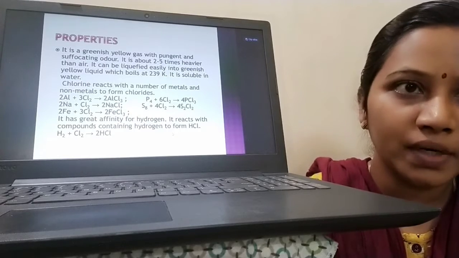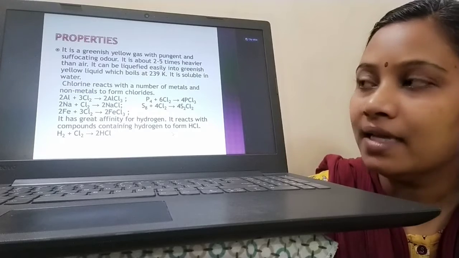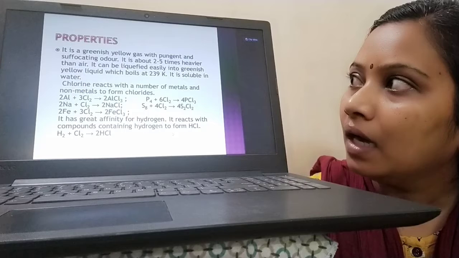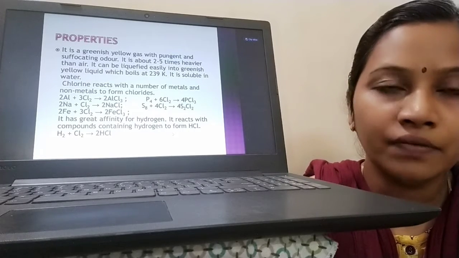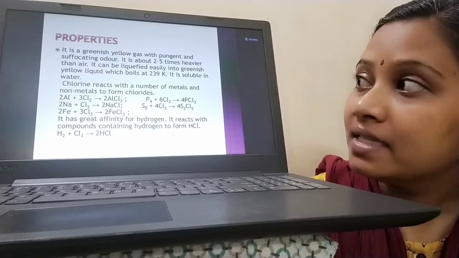Now what properties does chlorine gas have? It is a greenish yellow gas. It has a pungent, suffocating odor. The pungent smell is almost the same as for sulfur dioxide, but here it has a suffocating odor. Now it is heavier than air.